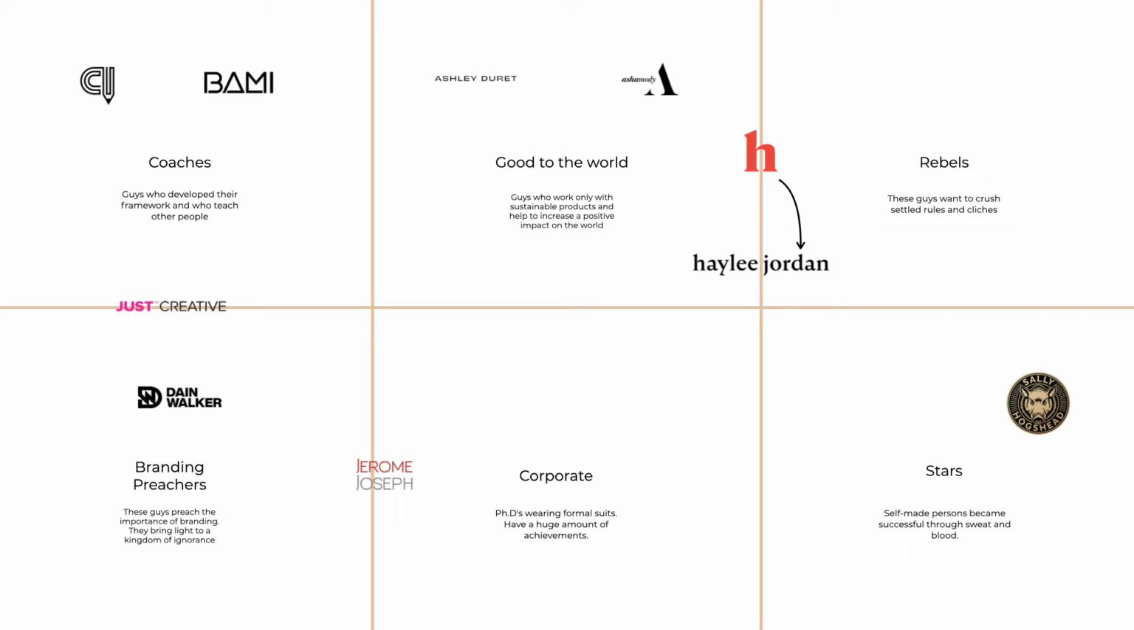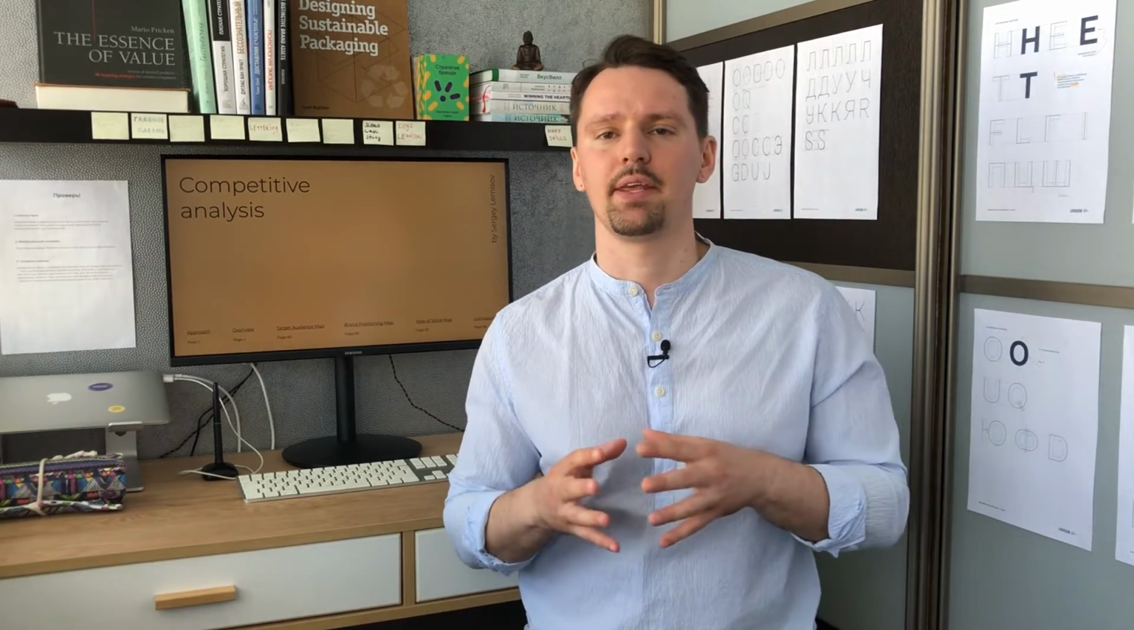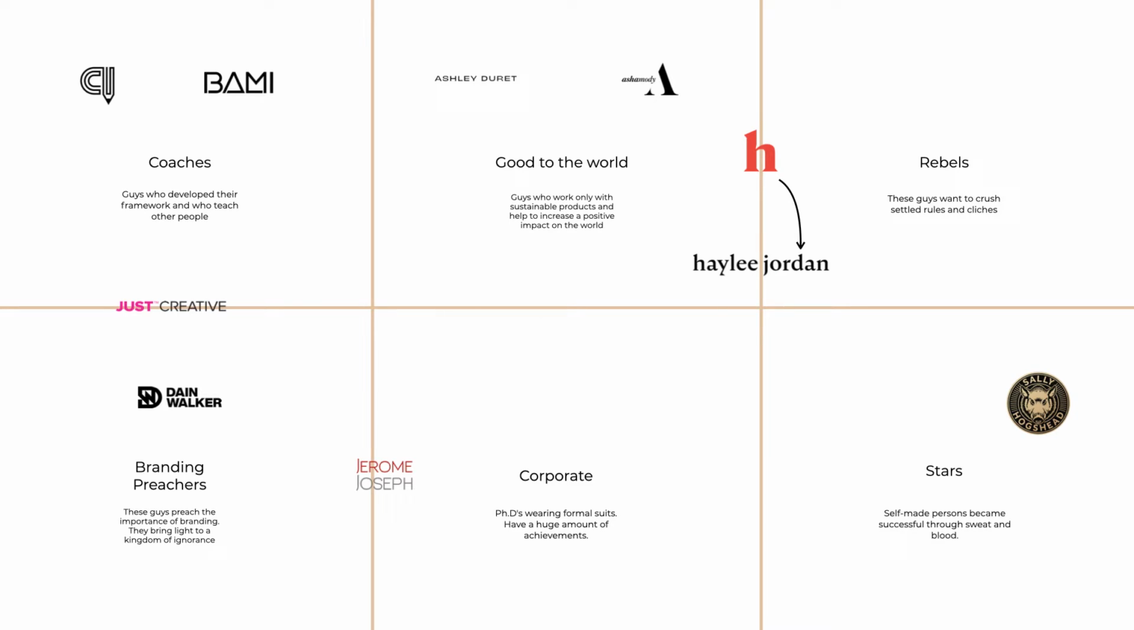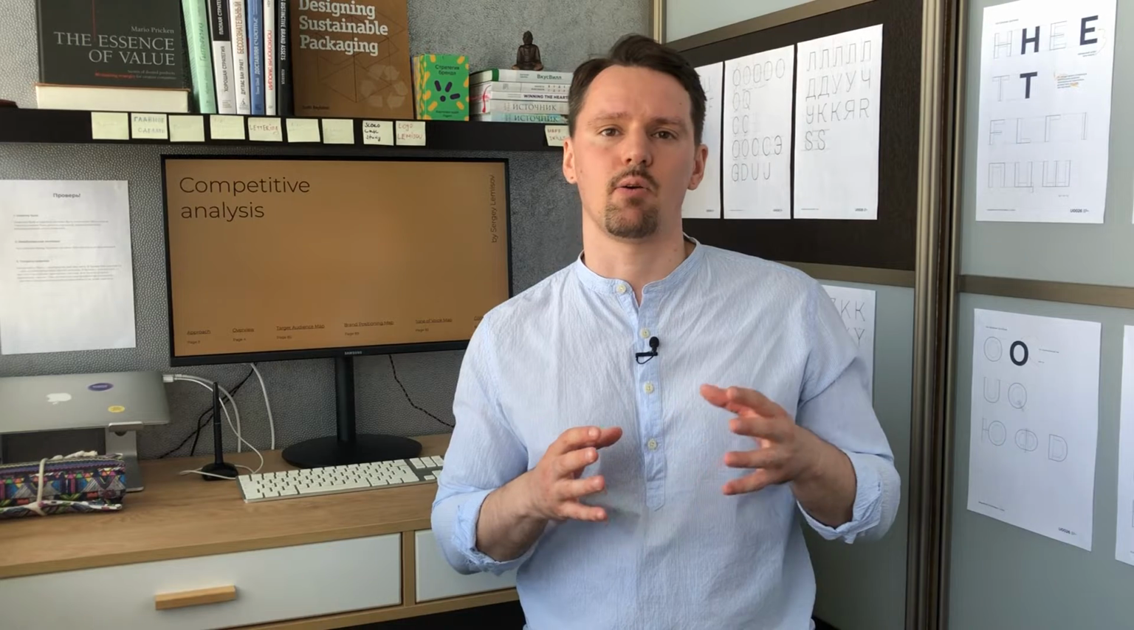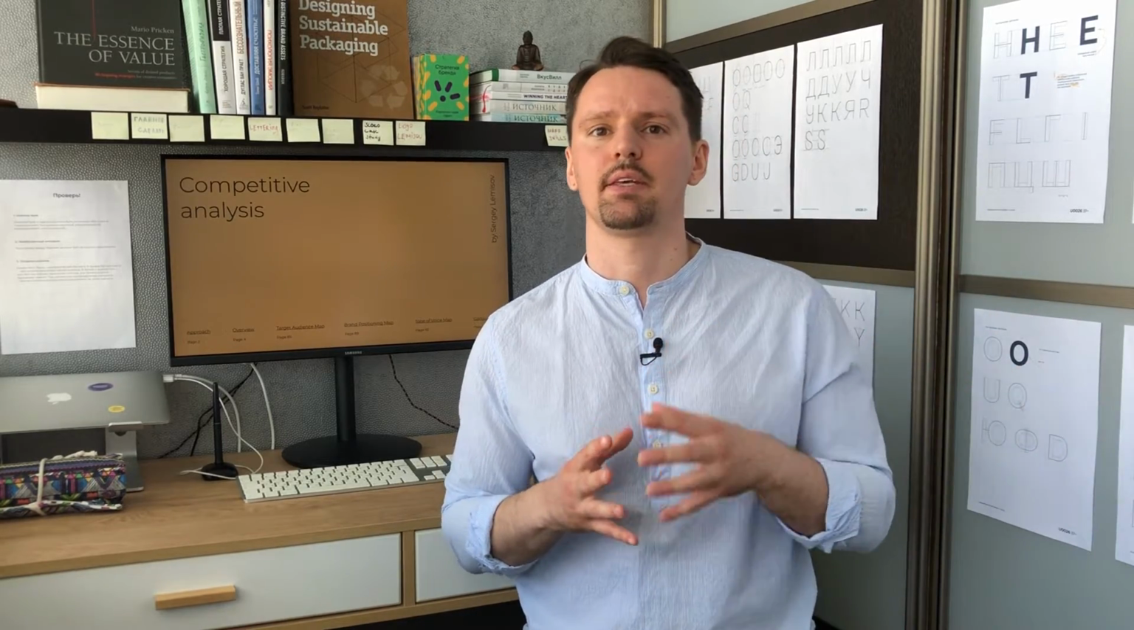Dain Walker is in the branding preachers area. These guys preach the importance of branding and bring light to the kingdom of ignorance. Jerome Joseph is located closer to the corporate area. It's the PhDs wearing formal suits who have a huge amount of achievements. And at the same time, he goes a little bit into the branding preachers area.